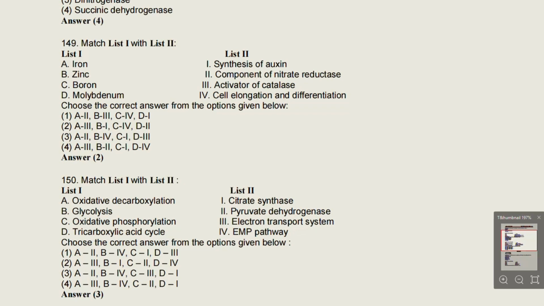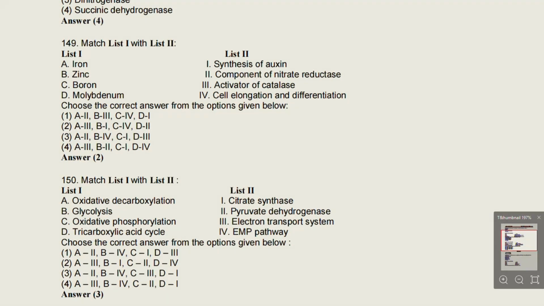A, iron is to activator of catalase. B is zinc, synthesis of auxin. Option first. C, boron is to cell elongation and differentiation. D is for molybdenum is to component of nitrate reductase. So the answer is option 2. A is for 3, B is for first, C is for 4, D is for 2. This question is taken from Unit 4 Plant Physiology, Chapter 12 Respiration in Plants.